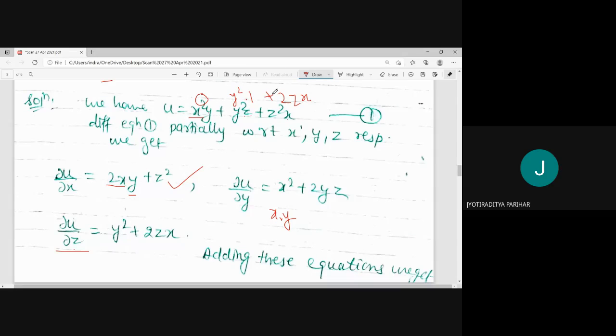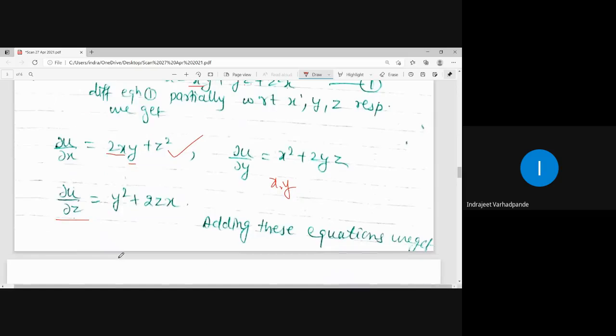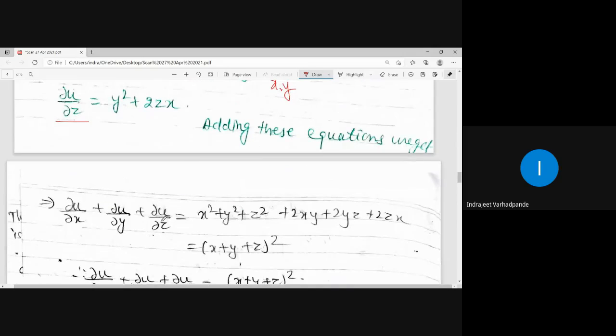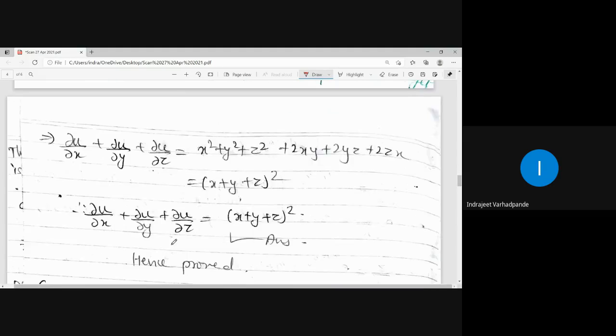Yes, sir. Now add them together. 2xy plus z square plus x square plus 2yz plus y square plus 2zx. So del u by del x plus del u by del y plus del u by del z is equal to x square plus y square plus z square plus 2xy plus 2yz plus 2xz.